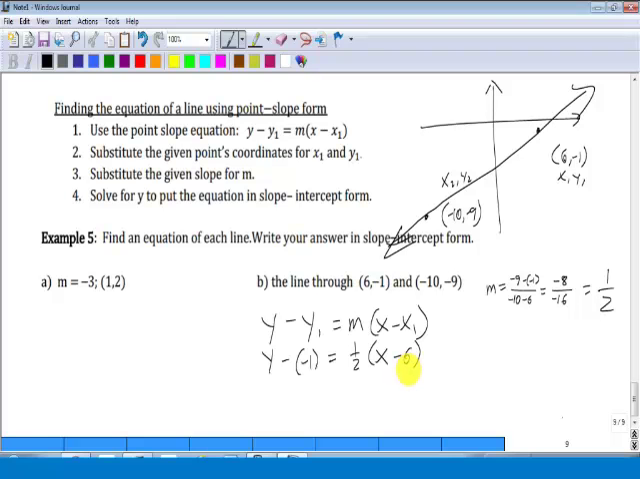That's an equation of this line. We just need to put it in slope-intercept form. So y plus 1 equals 1/2 x minus 3. Subtract 1 from both sides. y equals 1/2 x minus 4.